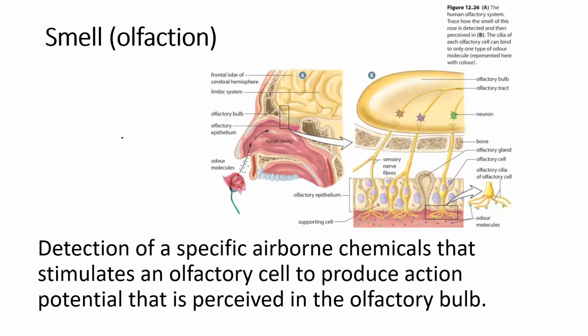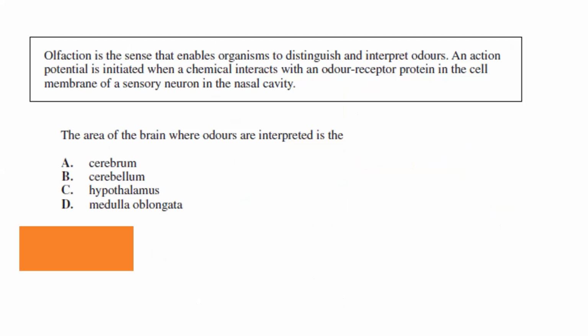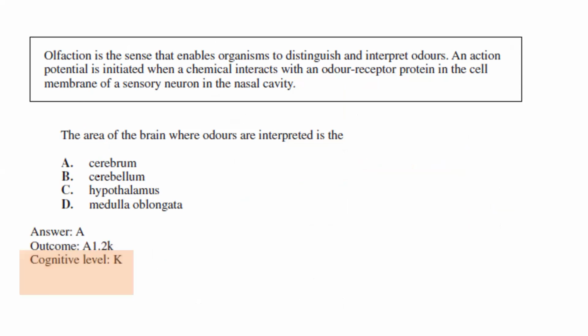Smell, this is also a chemoreceptor. It detects a specific airborne chemical that stimulates the olfactory cell to produce action potentials, and that would be perceived in the olfactory bulb. Remember, that's actually part of the forebrain. It sits just underneath the frontal cerebral cortex. Olfaction is a sense that enables organisms to detect chemicals. The area of the brain where odors are interpreted is the cerebrum.